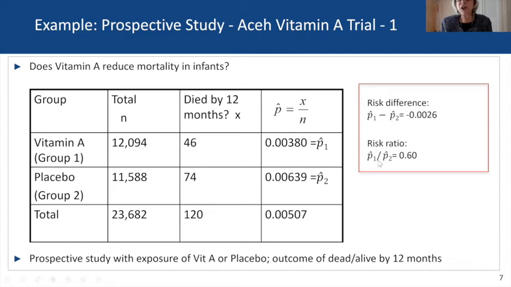The risk ratio is taking 0.0038 divided by 0.00639 to give us a ratio of 0.6. So remember, if there's no association, the risk ratio would equal 1. This is suggesting that the risk in vitamin A is 0.6 times that of the risk in placebo, or in other words, there's a 40% reduction in the risk of death in the vitamin A group compared to the placebo group.